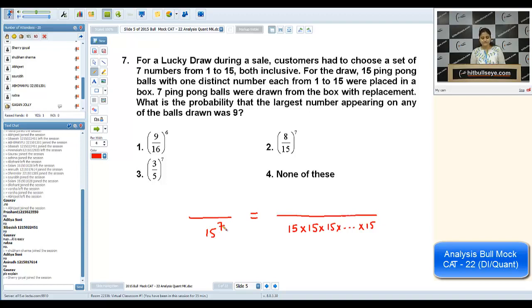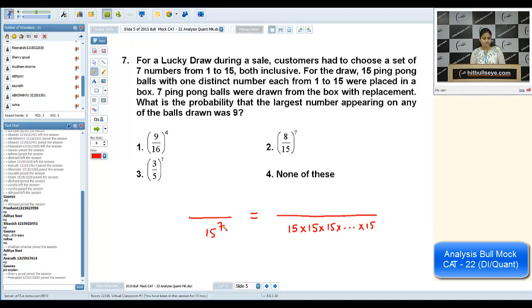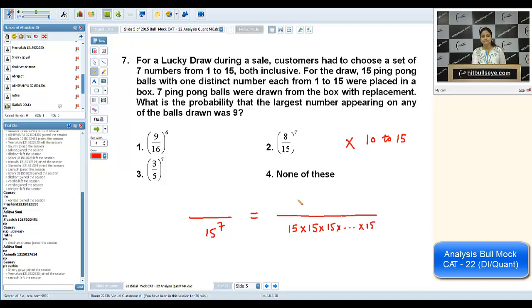But what is a favorable case? That the largest number appearing on any of the balls drawn was 9. The largest number should be 9. It means we cannot choose any number from 10 to 15. This range is not allowed here because the maximum should be 9 always. So the first ball can be any one out of the first 9 numbers, I mean 1 to 9. The second ball can take any number from 1 to 9.